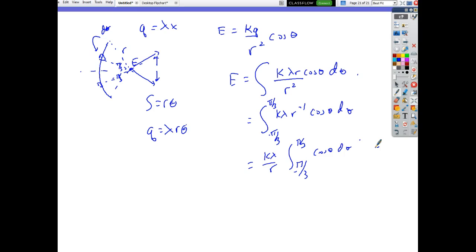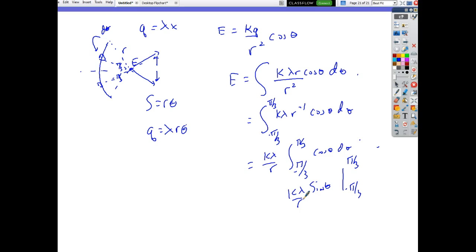And what's the integral of cosine? Sine theta. Yeah, the derivative of sine is cosine, right? No, I'm with you. I do that every time. I pause for a while and go, wait. Yeah, no, that's right.